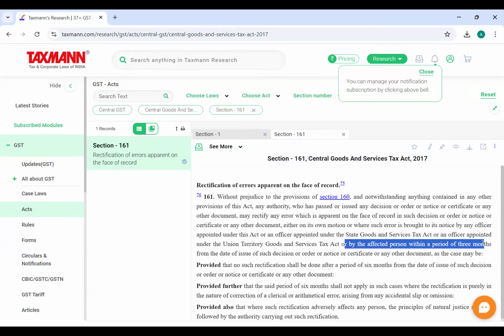Sorry, I could not get you. See, in the common order for 73 and 74, there can be two scenarios. Either the entire DRC 07 is issued under section 73, then in such case he would have to do it on his own motion by issuing a separate DRC 07 for 74. But in case the entire DRC 07 has been issued under section 74, then there is an issue of the time limit of 3 months.